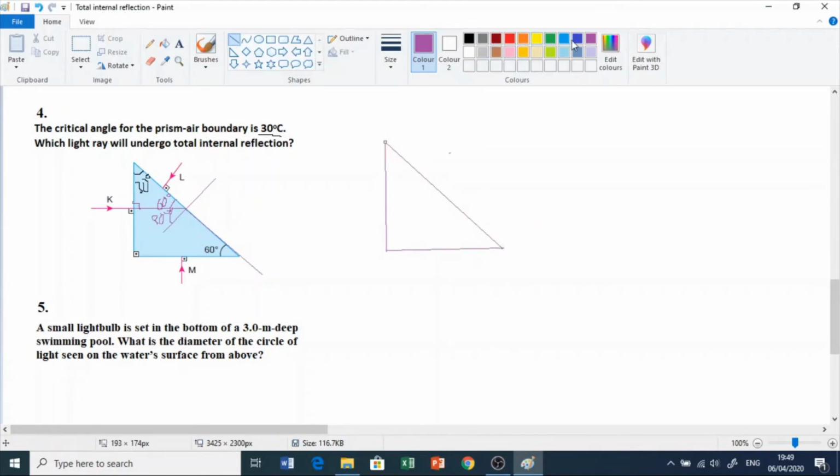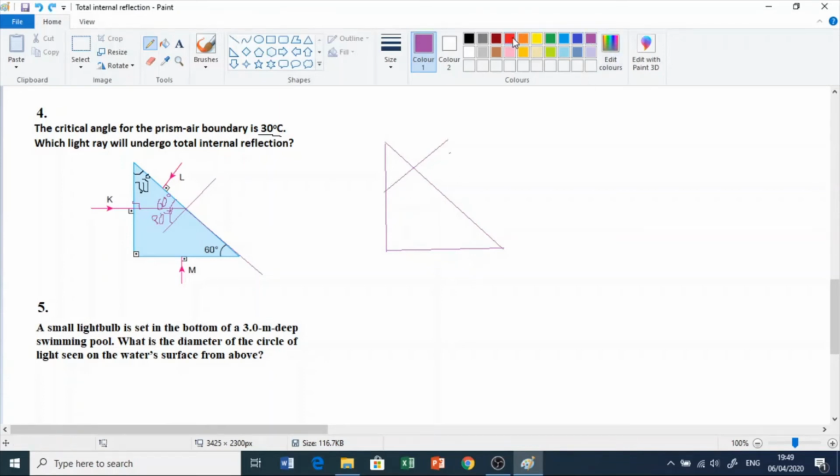Okay, let's use another color. The light ray is now moving from air to the prism at 90 degrees. This angle is 90 degrees. When this light ray comes to this boundary, is it going to move to the air, or does it undergo some internal reflection?